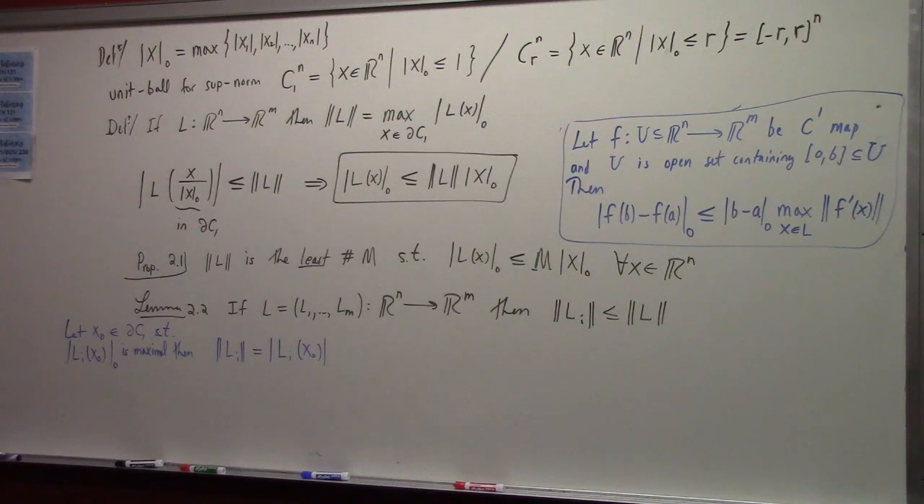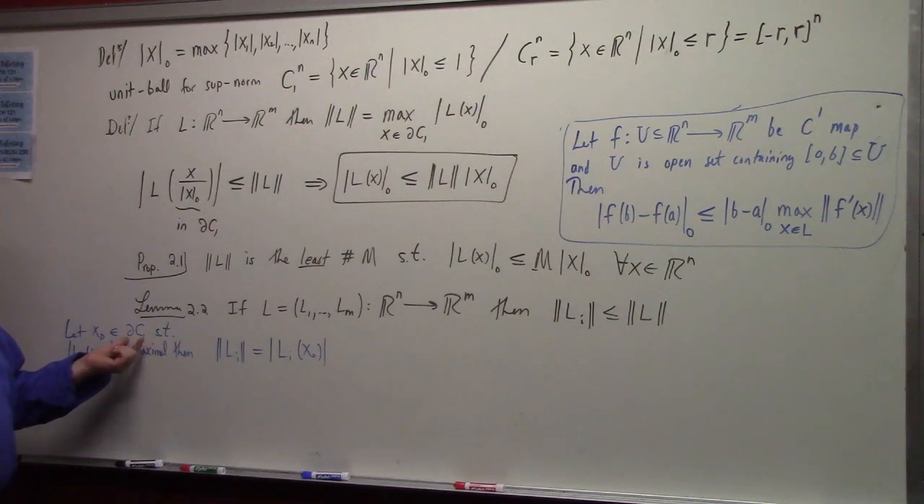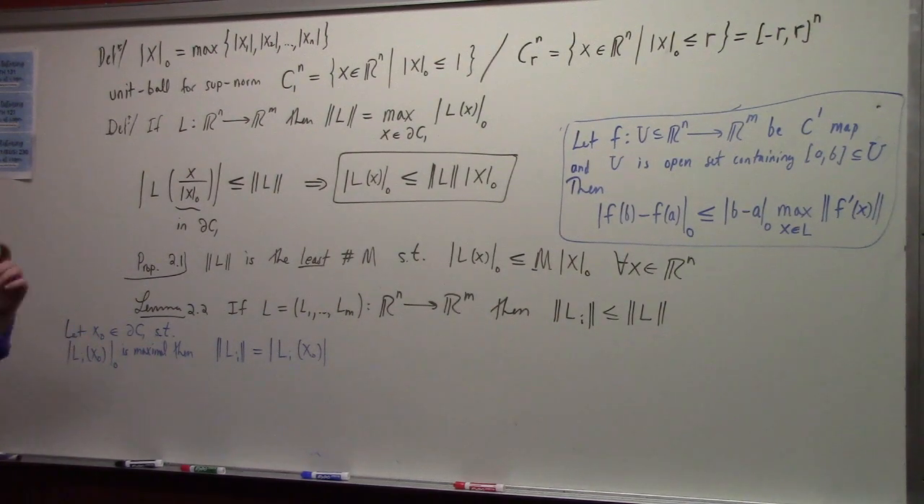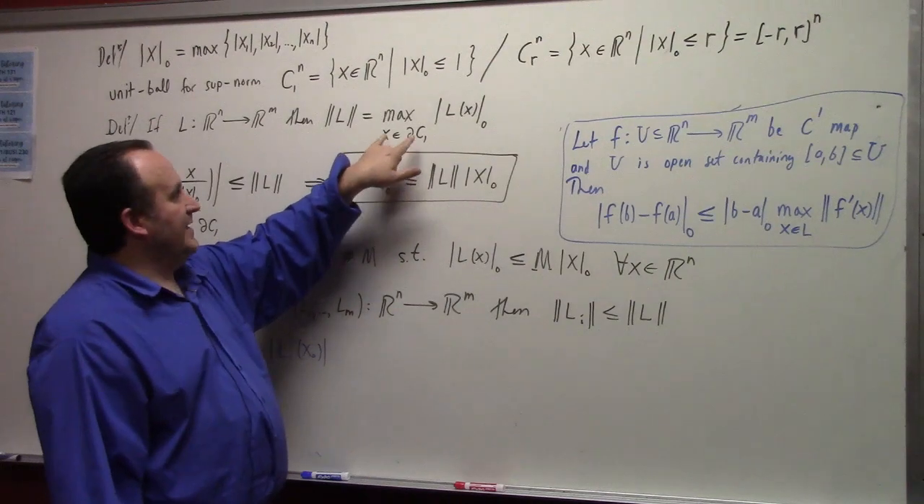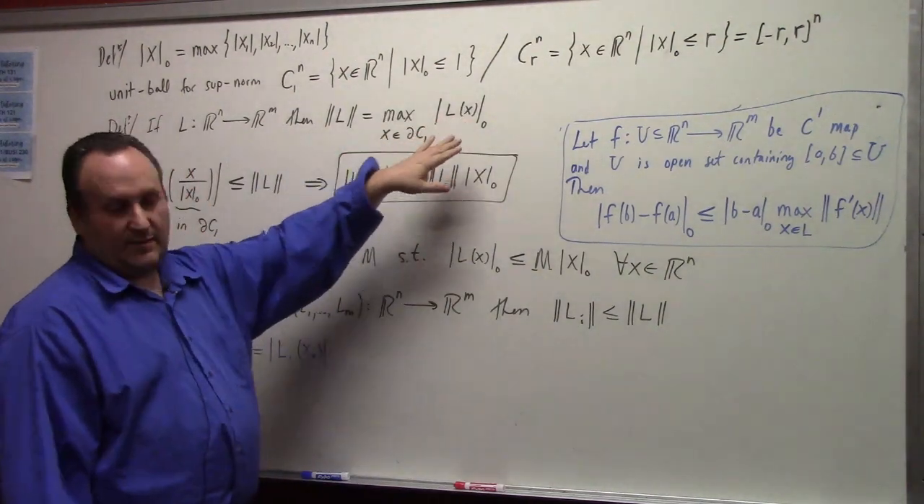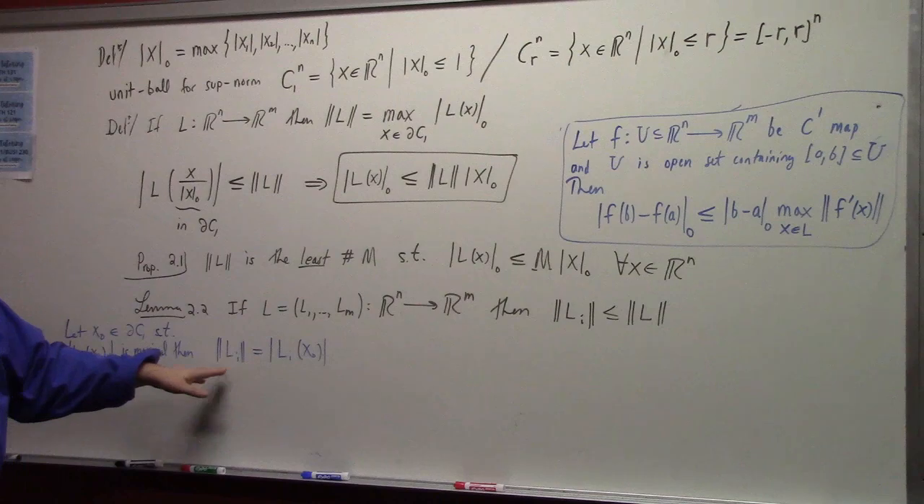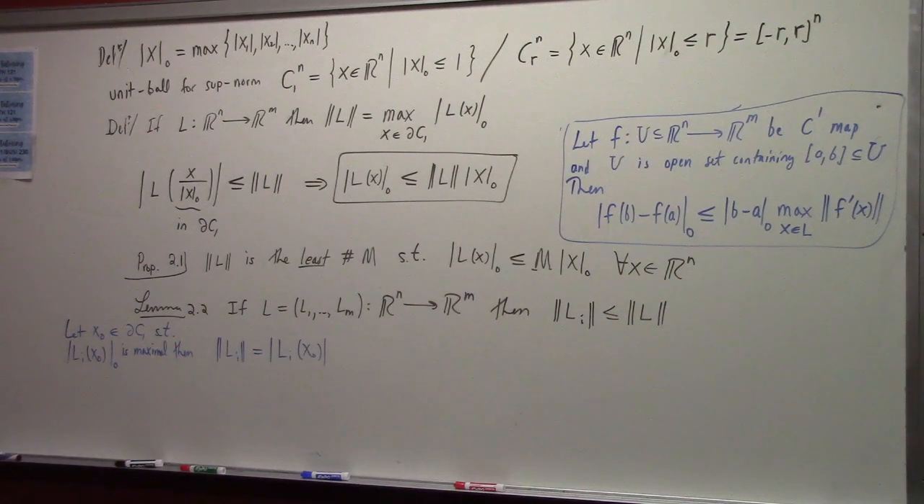Why does such a point exist? Well, we're dealing with a continuous map on a compact set. Since L sub i is linear, it's continuous, and since this is a compact set, it's closed and bounded in R^n, therefore it attains the maximum, which means there has to exist a point in here that actually attains the maximum. Let x naught be that point. That's what's going on there.